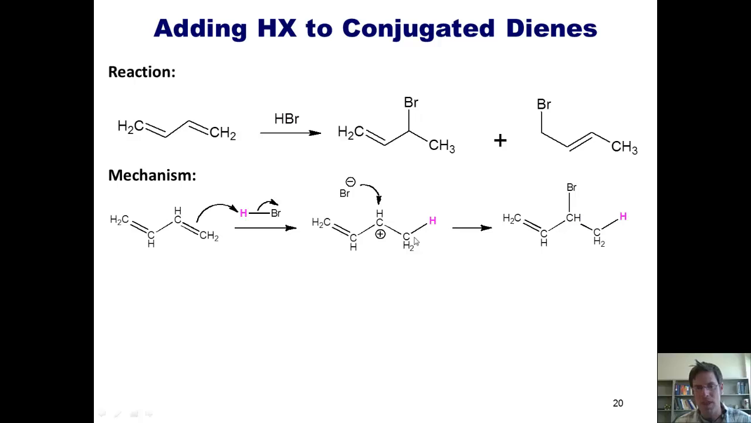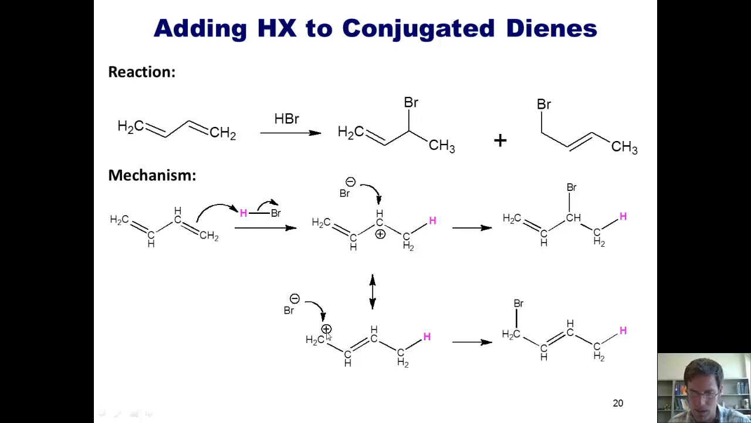However, you should remember that this carbocation intermediate can resonance delocalize. These electrons flip over. It gives me partial carbocation charge at this position. Bromide comes in here, it gives me that as my product. Hence, we end up getting both products as a mixture in this reaction.